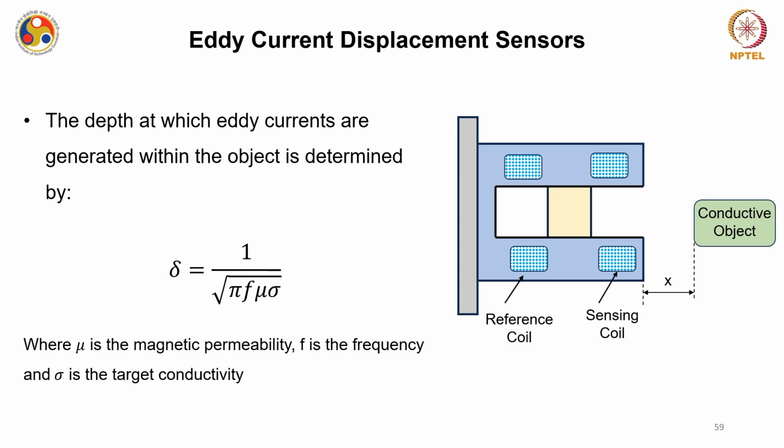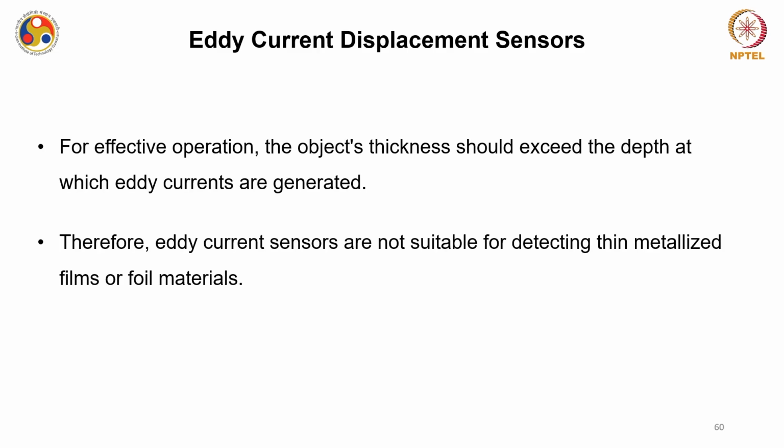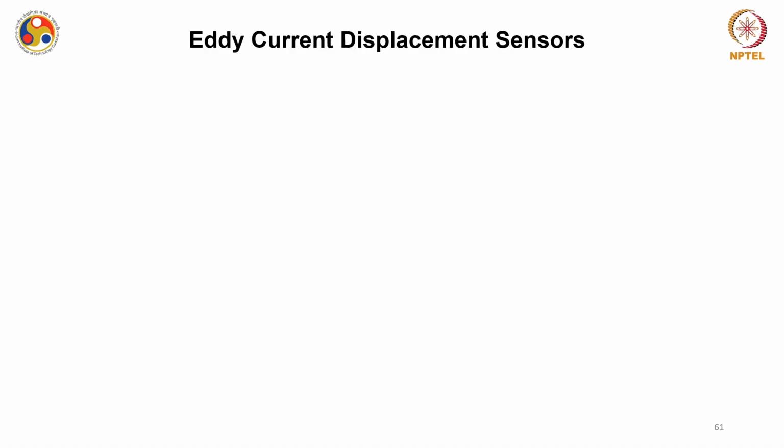The depth at which these eddy currents are generated within the object is mostly determined by the skin effect delta, which is given as delta equal to 1 by root pi f mu sigma, where mu is the magnetic permeability, f is the frequency, and sigma is the target conductivity. So for effective operation, the object's thickness should exceed the depth at which these eddy currents are generated, and therefore these eddy current sensors are basically not suitable for detecting thin metallized films or foil kind of materials.